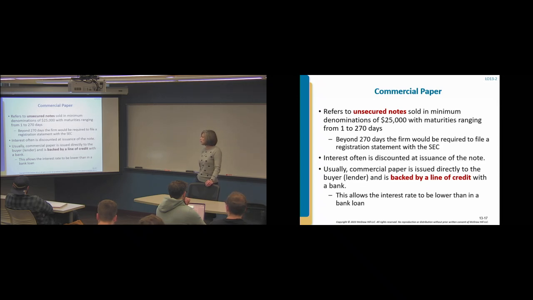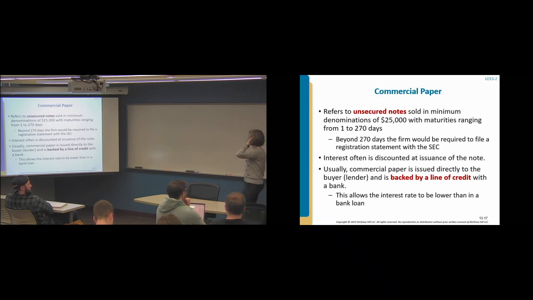The maturities range from 1 to 270 days. So these are short term, right? So basically 9 months or less. And oftentimes these are loans to help one company just get through a rough patch. In other words, a period of time where maybe you're struggling with cash flow, right?